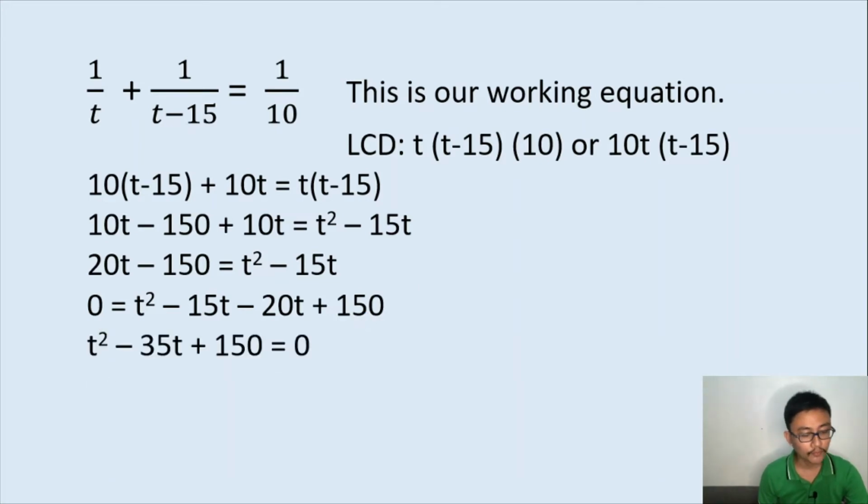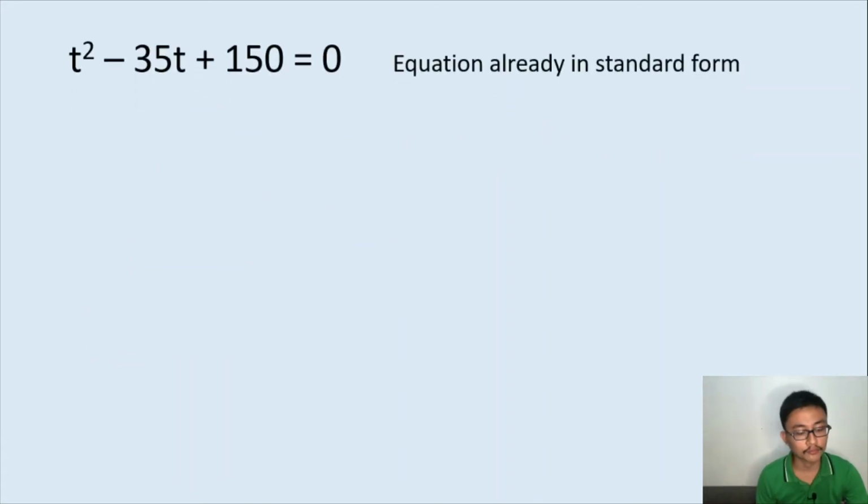And then we just add negative 15 minus 20t. So that becomes negative 35t. So our equation now will be t squared minus 35t plus 150 equals 0. So ito na ngayon yung ating standard form of quadratic equation. And then solve lang natin siya by applying any method.